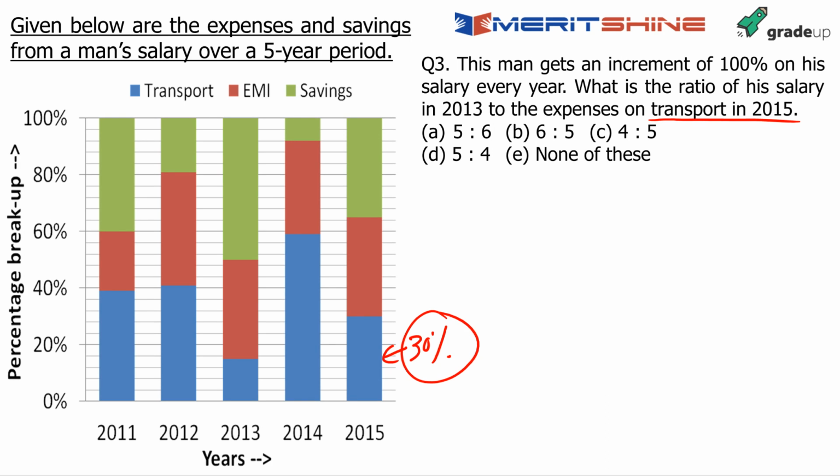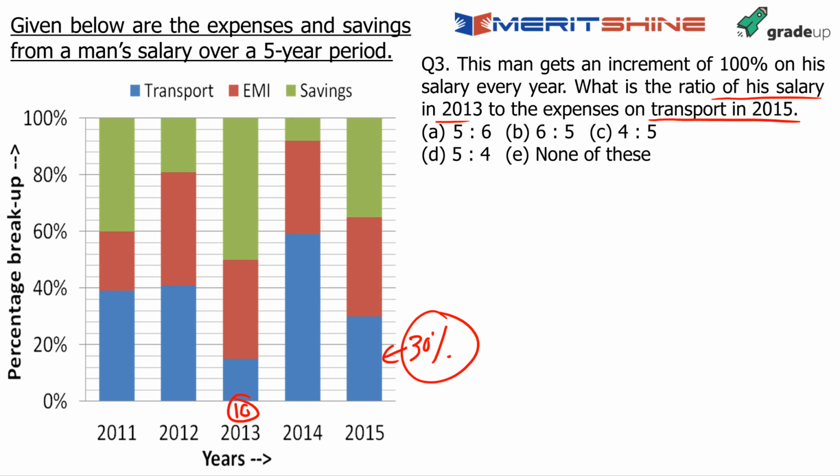How do I do a question like this? I know that all of you would get it very easily. All of you are smart people. But how do I get it easily? A very simple way of doing it. It's talking about the ratio of his salary in 2013 to the expenses on transport in 2015. Let me assume that his salary in, listen to it very carefully, I will not repeat it. Let's assume that his salary in 2013 is 10 rupees. An increment of 100% every year.